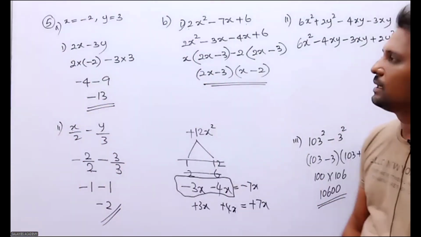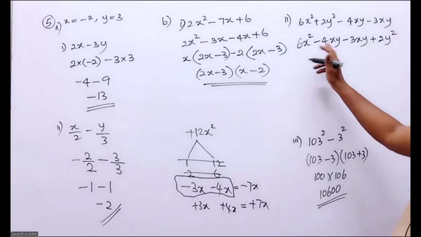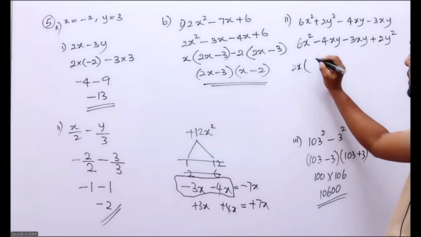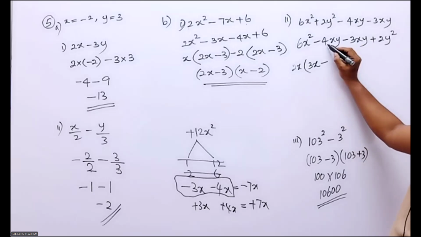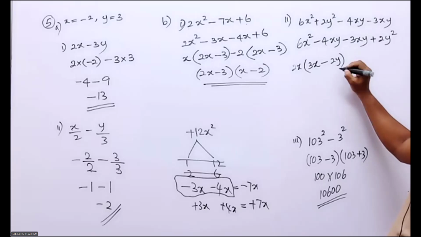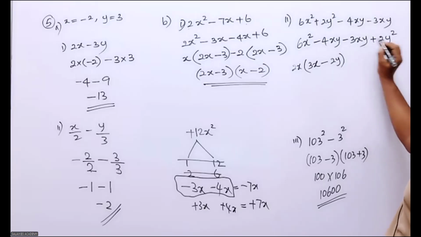Now look at which one is common for the first two terms. 2 common, x common, 2x common. So from this one remaining 3x, minus, from this one remaining 2x, and outside the bracket y. Then these two, y common.